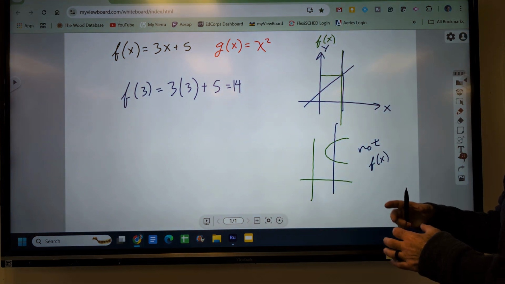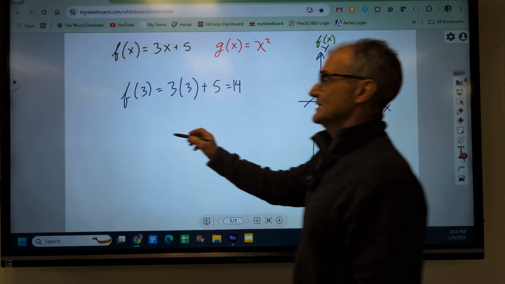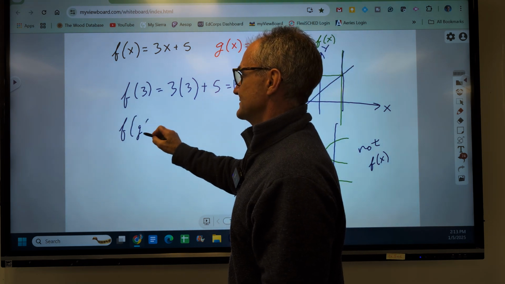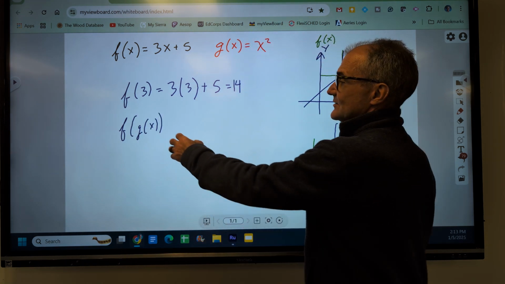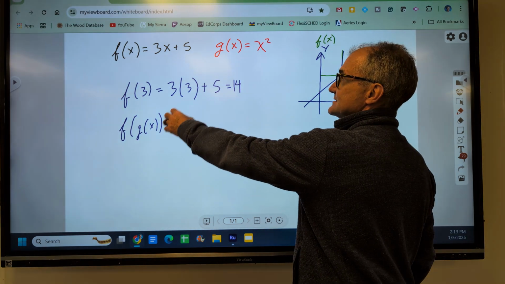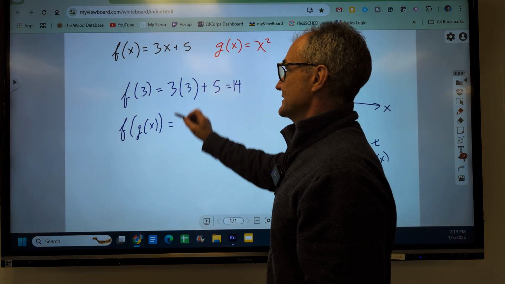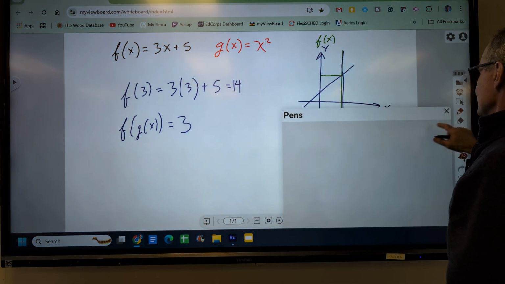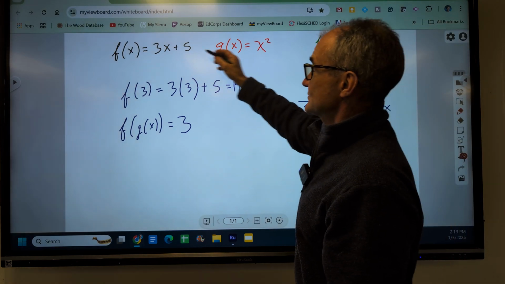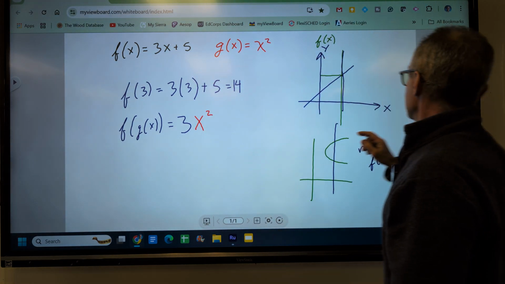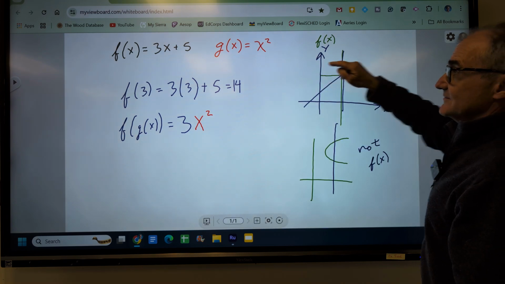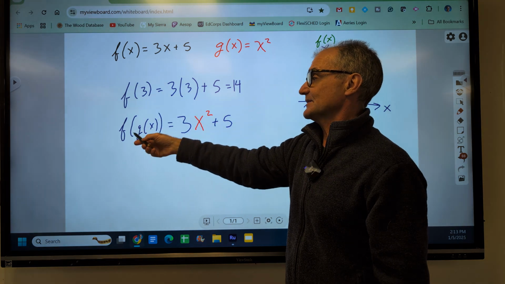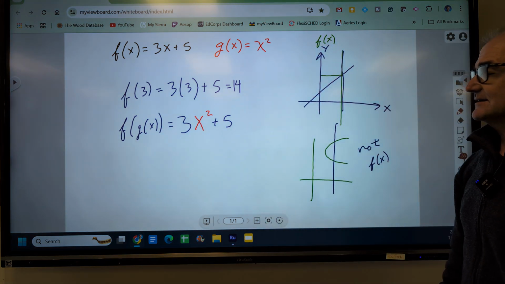I could also do a composite function where I don't want to find f of 3. I want to actually input another model like g of x. I could say f of g of x. That is saying wherever there's an independent variable x, replace it now with g of x. So I have this 3 to start with. In the place of x, I place g of x, which is x squared. So that x squared goes in for that x. And then I still have that 5 at the end. So this is just evaluating a function given a value. And this is a composite function right there.